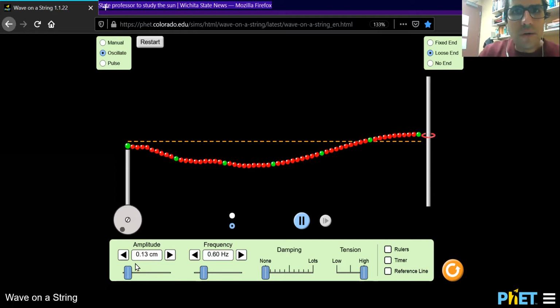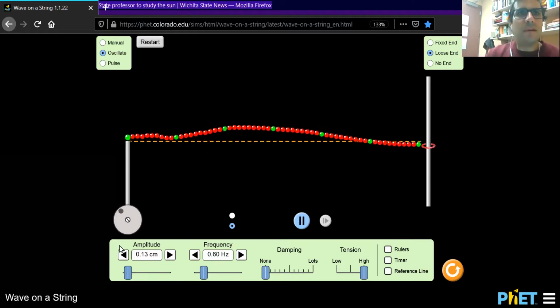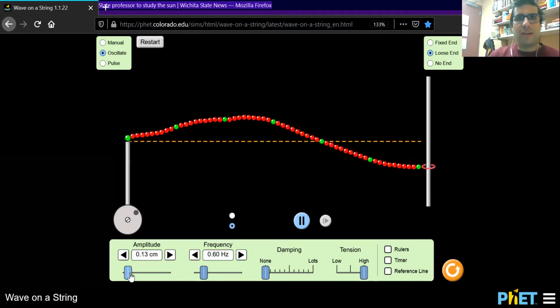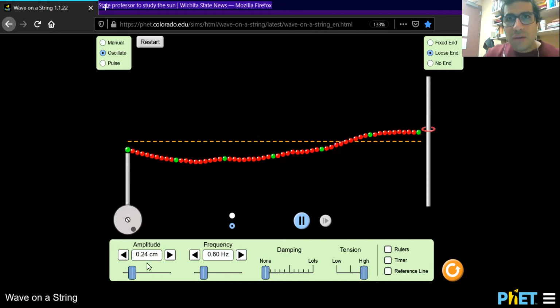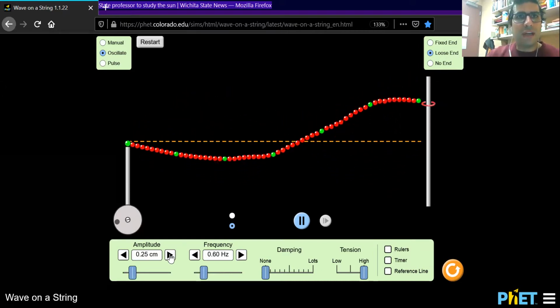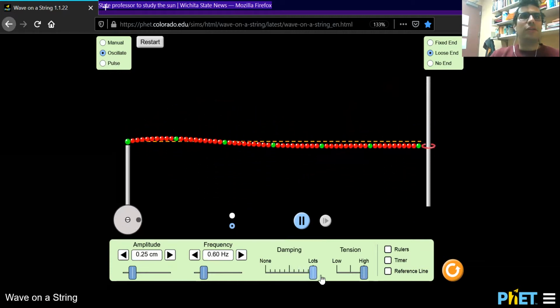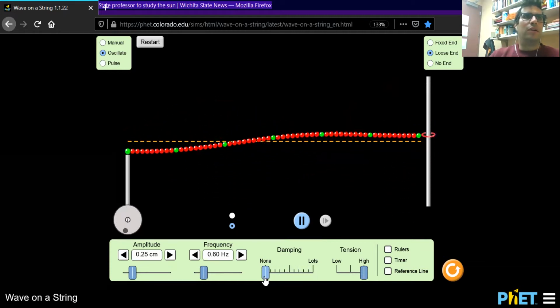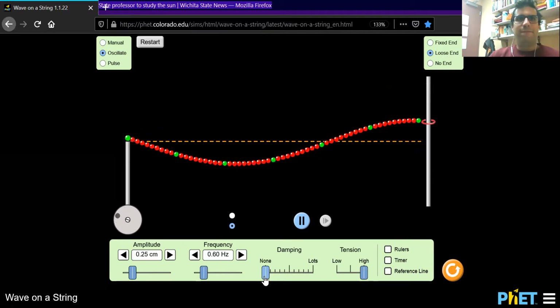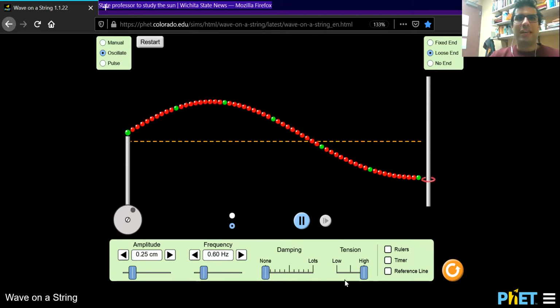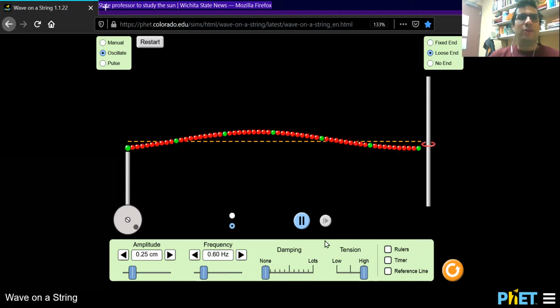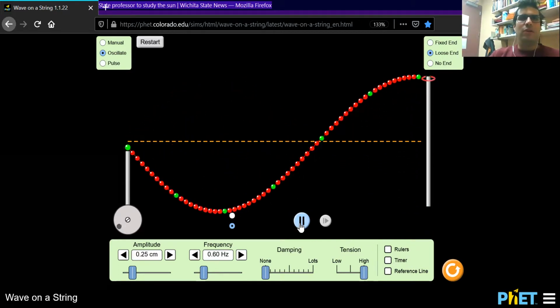Let me change the amplitude a little bit. It certainly does take a little bit of time to get this right. If I do a lot of damping and then start over, we do see the second pattern emerging. And this one's really nice.